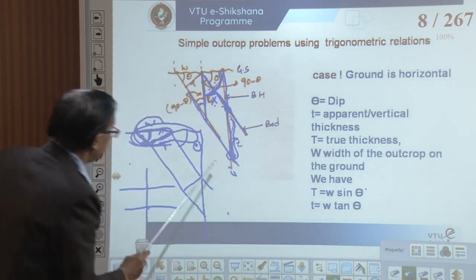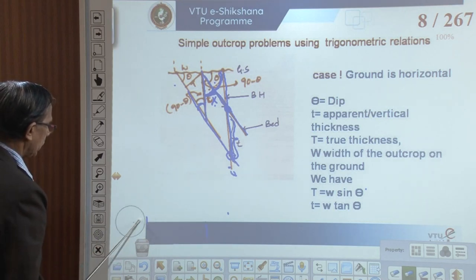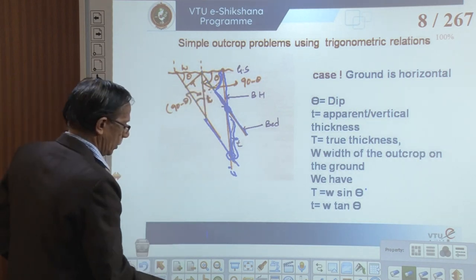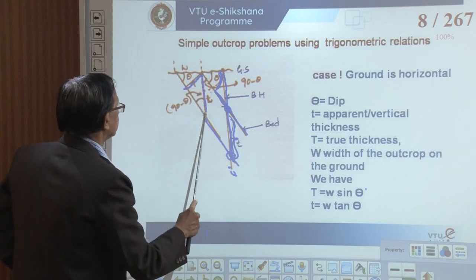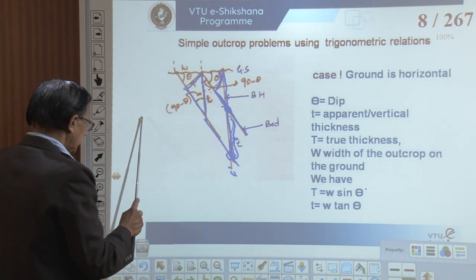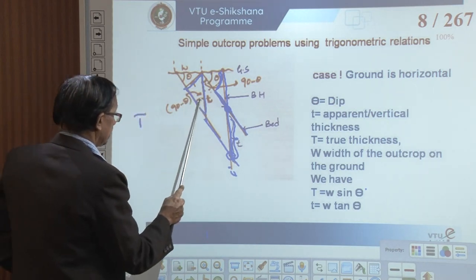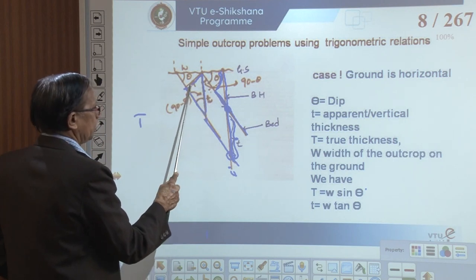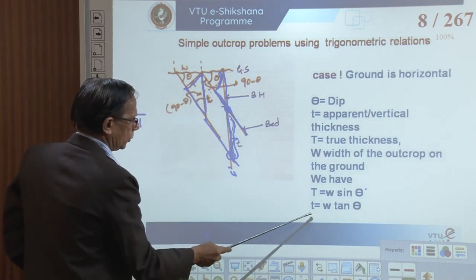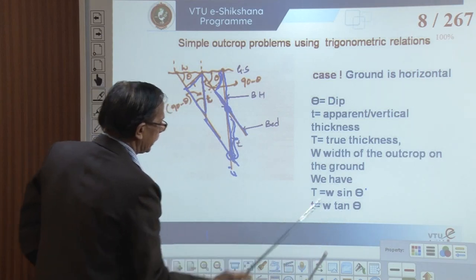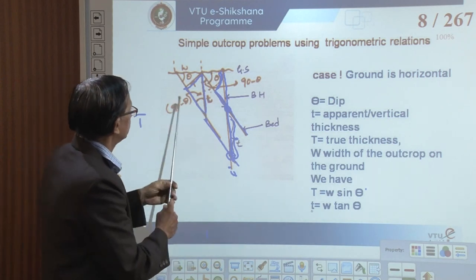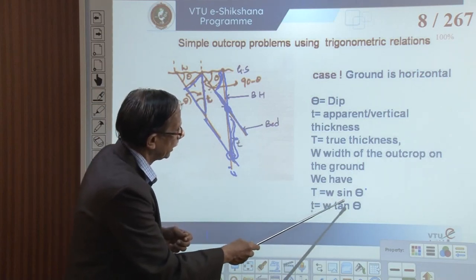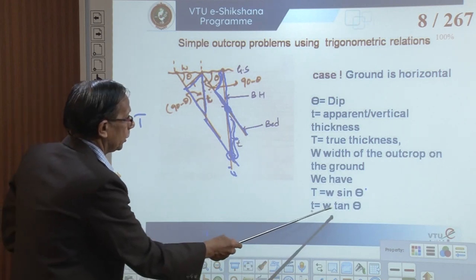Hope you got it. Should I repeat it? Not necessary. So, this is 90 minus theta. In this triangle, I have considered capital T and this theta, and using this relationship I obtained the formula T is equal to W tan theta, simple. And cos of 90 minus theta is sine theta, we know. W sine theta divided by cos theta becomes W tan theta. So, small t is W tan theta.